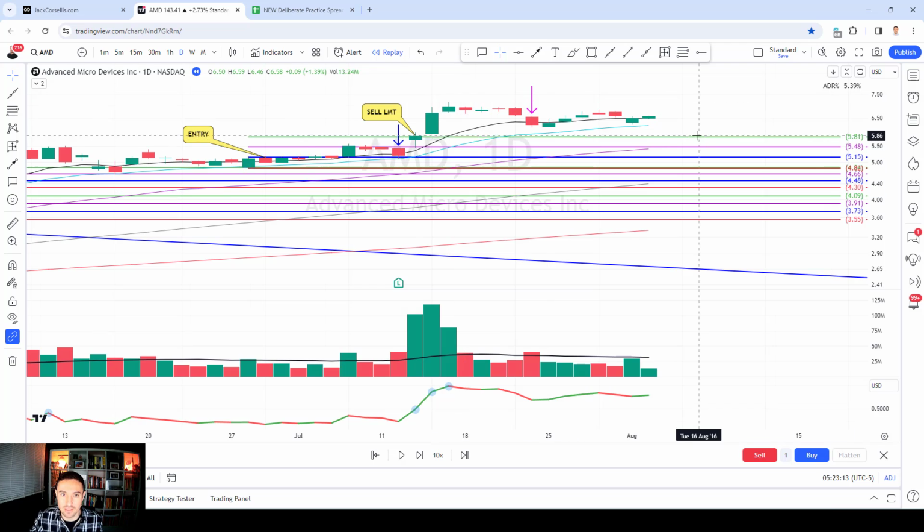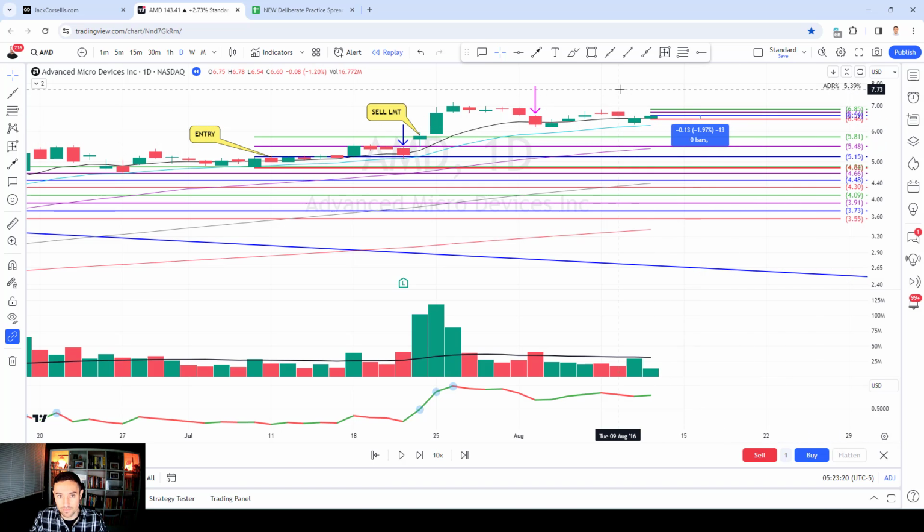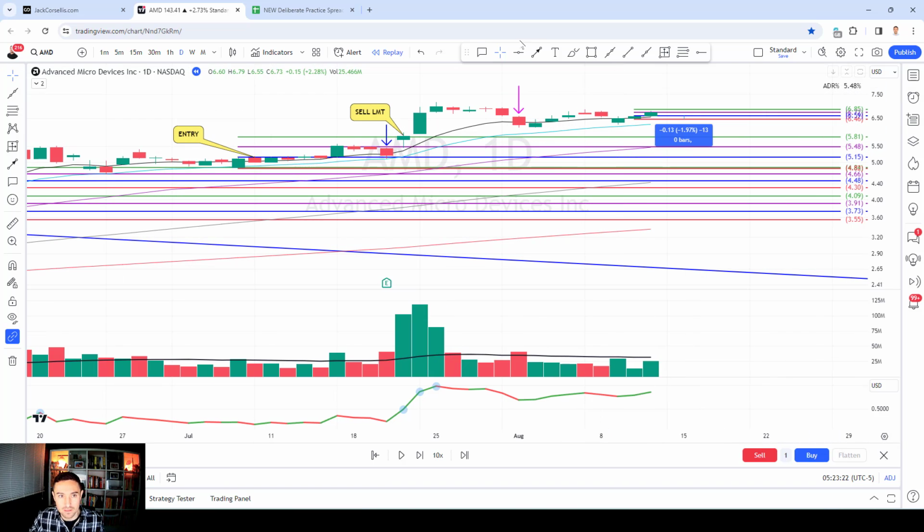Maybe it sets up, we get another entry. That's a nice tight bar. I think I'd target that there and there. That's going to be a really tight stop. 2% versus an ADR of 5.39. Like it, I'd be targeting that. Good, we get entered there.